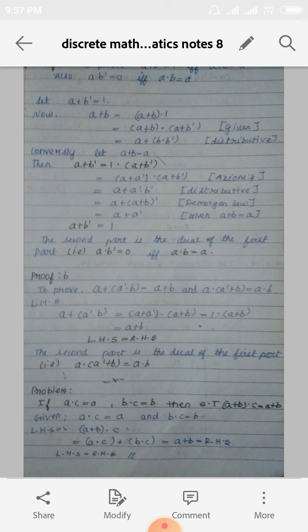So by using De Morgan's law, (A plus B)'. But again using the property, A plus B is nothing but A. So A plus A'. Therefore A plus A' is nothing but 1. So A plus B' is equal to 1. The second part is the dual of the first, that is A dot B' is equal to 1. The sixth proof. We have to prove that A plus (A' dot B) is equal to A plus B, and A dot (A' plus B) is equal to A dot B.